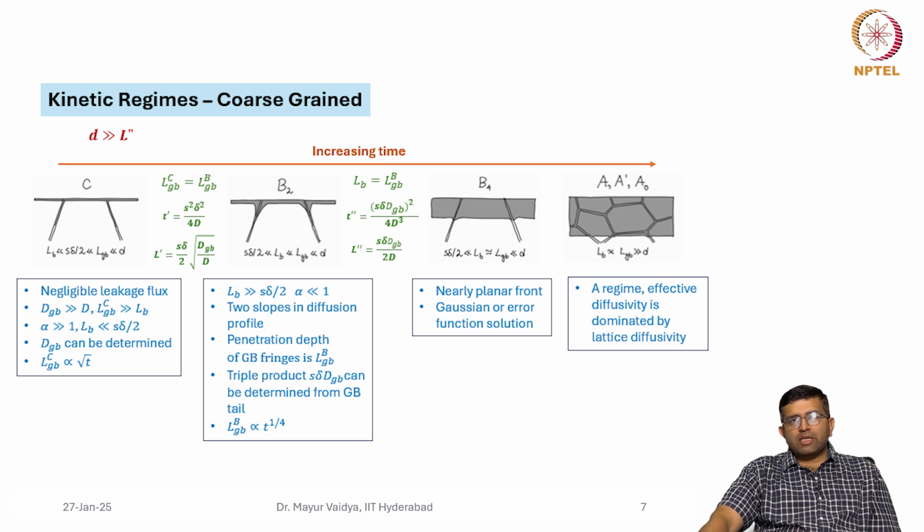So if the grain size is larger than this length, then this is what you describe as the coarse grain material. That means you can say that d is the maximum of all the other characteristic diffusion lengths. And finally, the A kinetic regime kicks in when this LGB and LB become even larger than the grain size. So when they become very large compared to the grain size, this A regime is reached, where the effective diffusivity is dominated by the lattice diffusivity.